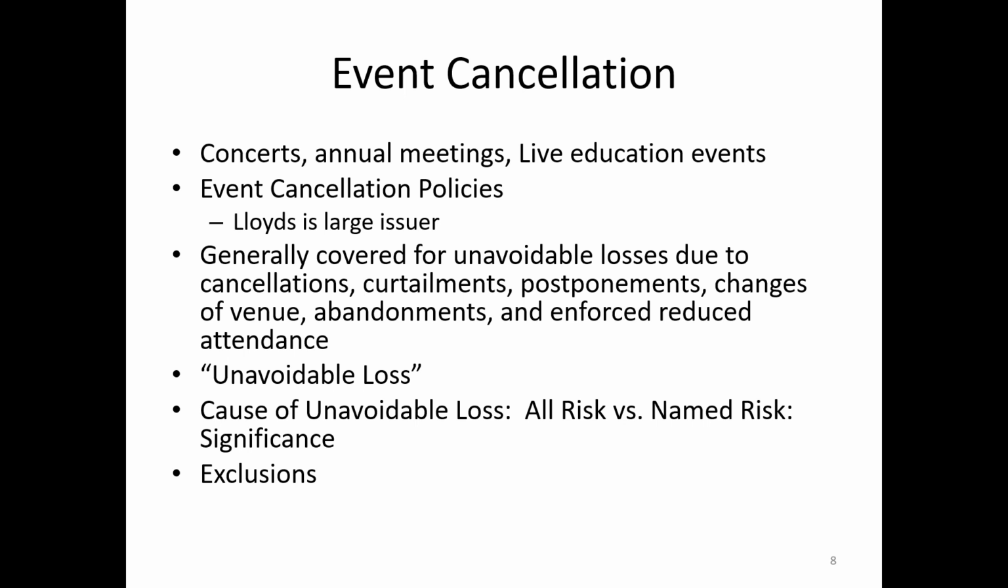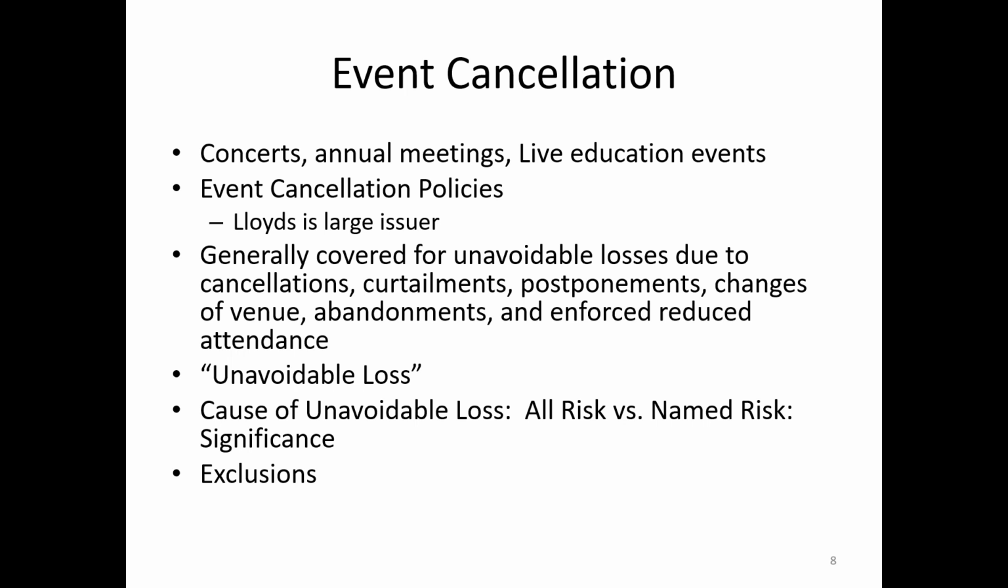These policies generally cover... I think that some of the domestics do cover them too. Generally covered for unavoidable losses due to cancellation, curtailments, postponements, changes in venue, abandonments, and enforced reduced attendance. So the general question that comes from that triggering clause is, what's an unavoidable loss?